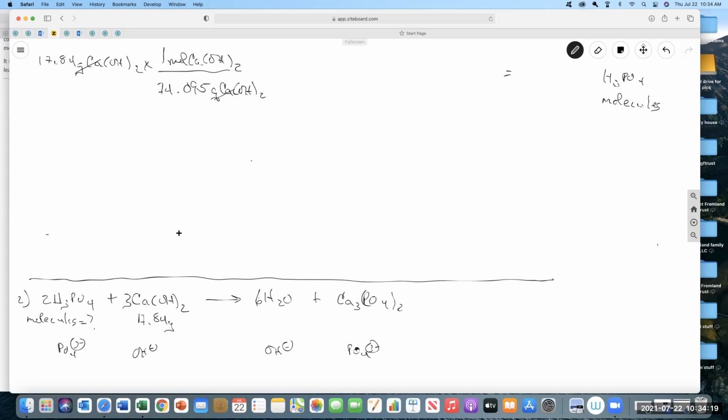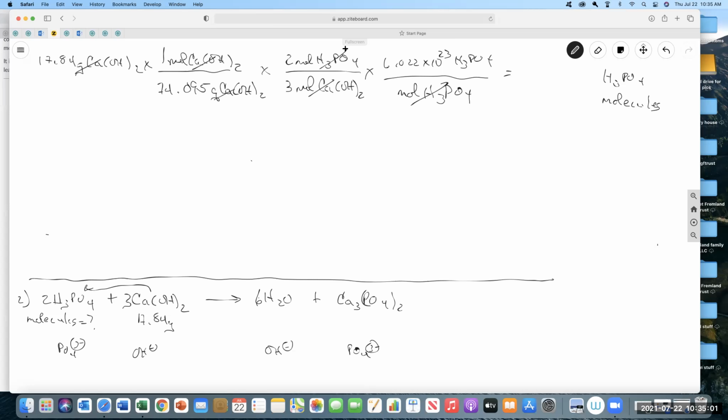So now we want to get to H3PO4. So we're going to use the balanced equation. We know from the balanced equation that there are 2 moles of H3PO4 for every 3 moles of calcium hydroxide. Again, cancel as you go. And we want to get to molecules, so we're going to use Avogadro's number. I'm not going to write molecules because of space. And so that should work.